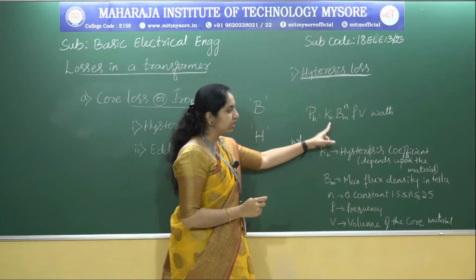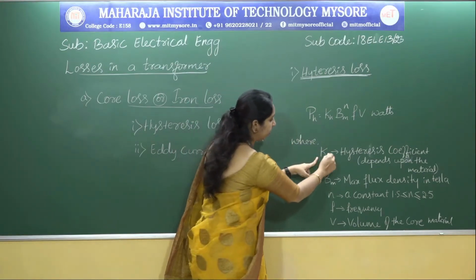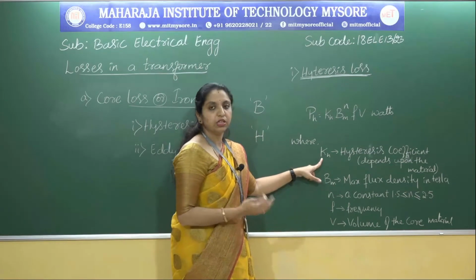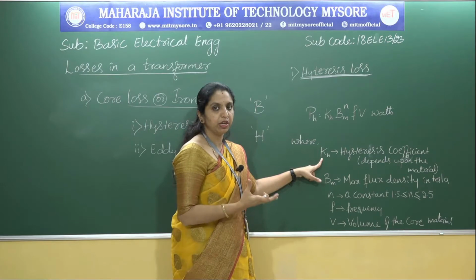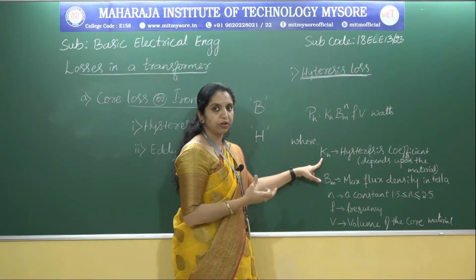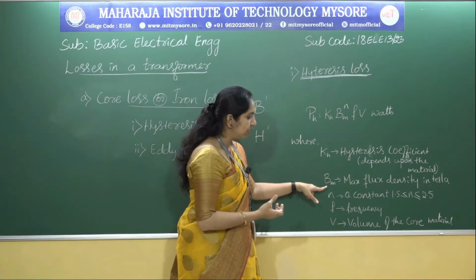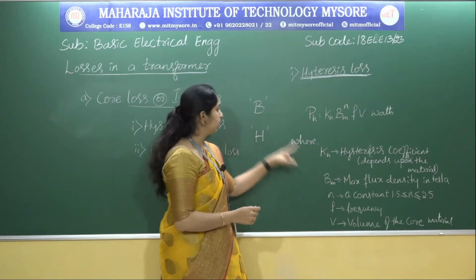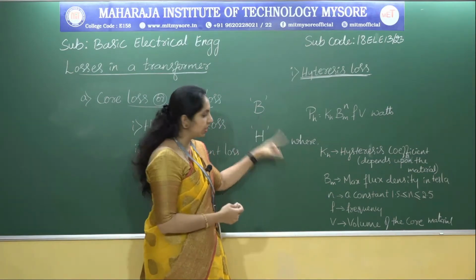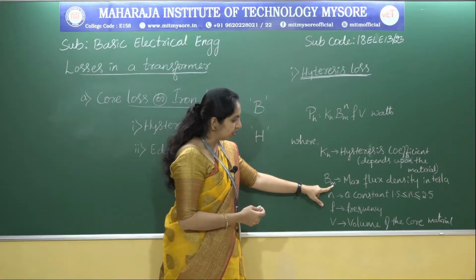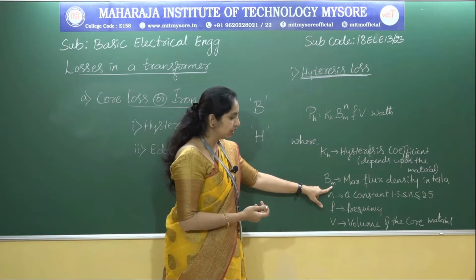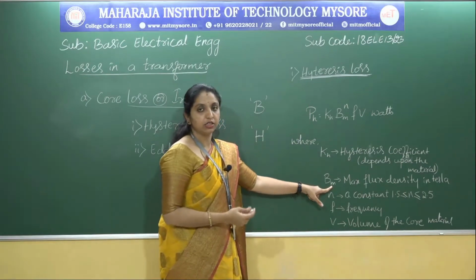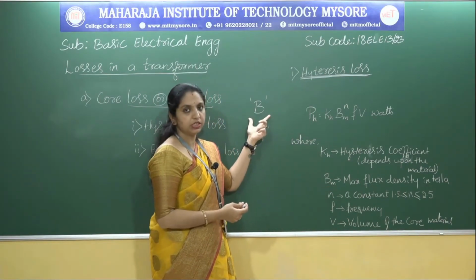And what are these variables here? KH is the hysteresis coefficient, and of course it depends upon the type of material we use in the core part of the transformer. Similarly, Bm is the maximum flux density. As we have already defined B as the flux density, M indicates maximum. So Bm is the maximum flux density in Tesla. The unit of flux density is Tesla.